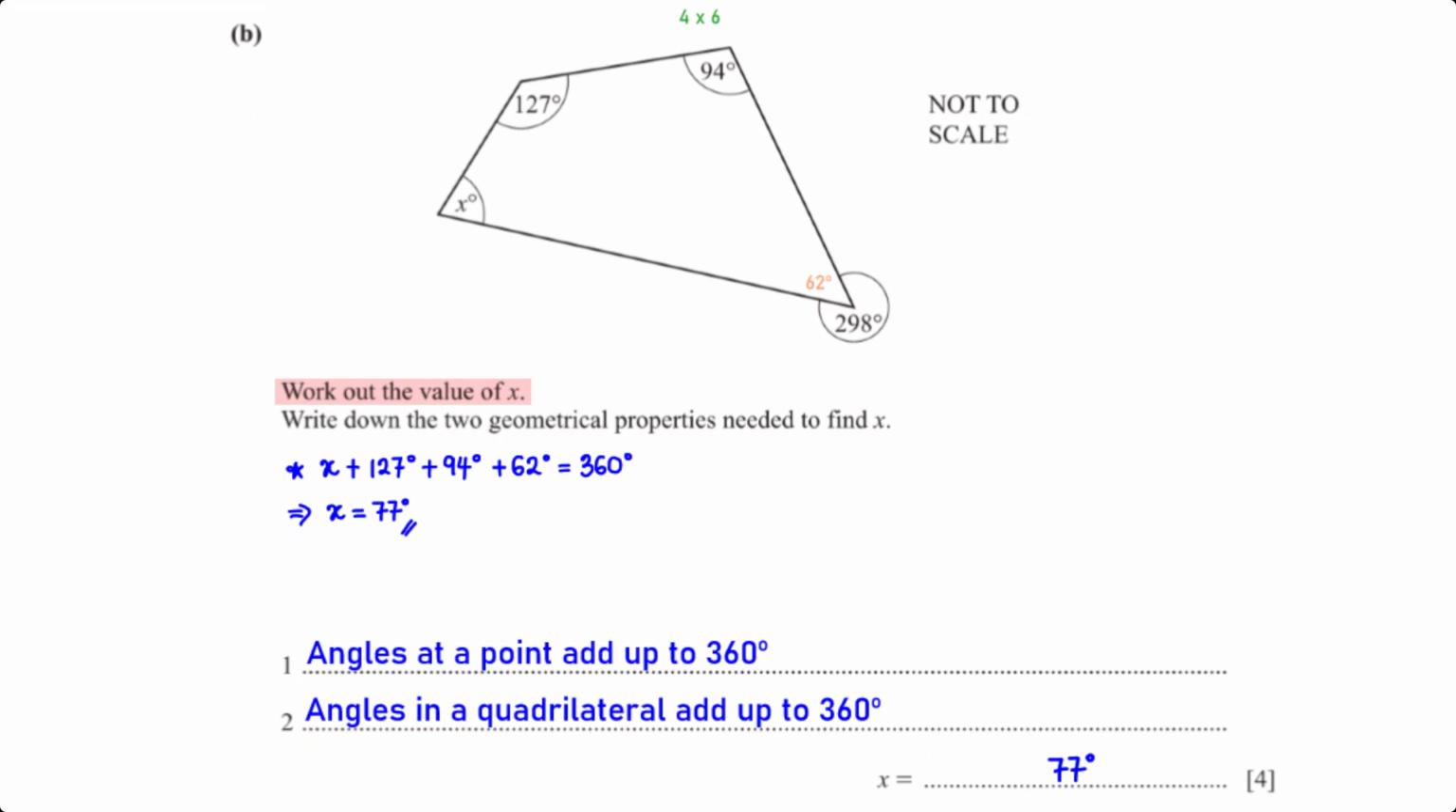Work out the value of x. Write down 2 geometrical properties needed to find x. Angles at a point add up to 360 degrees. So to get this angle, we subtract 298 degrees from 360 degrees, which is equal to 62 degrees. Angles in a quadrilateral add up to 360 degrees. So we have x plus 127 plus 94 plus 62 equals 360. When we make x the subject, we get 77 degrees.